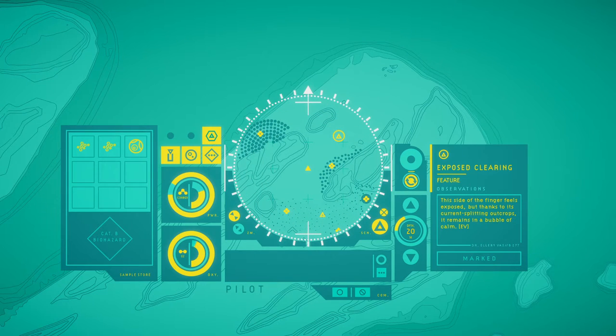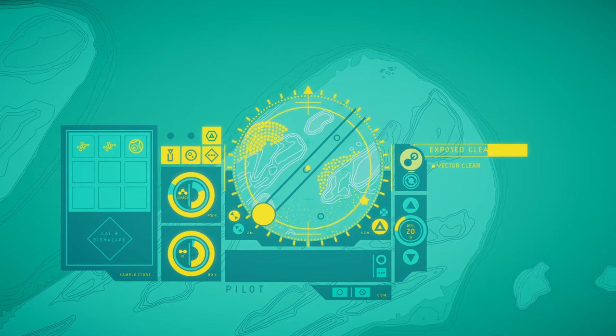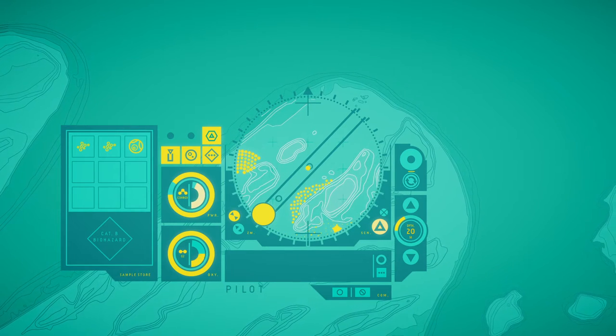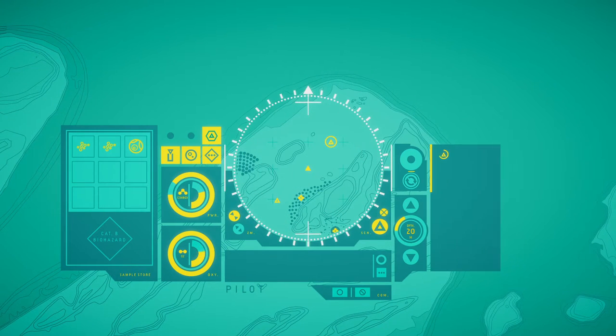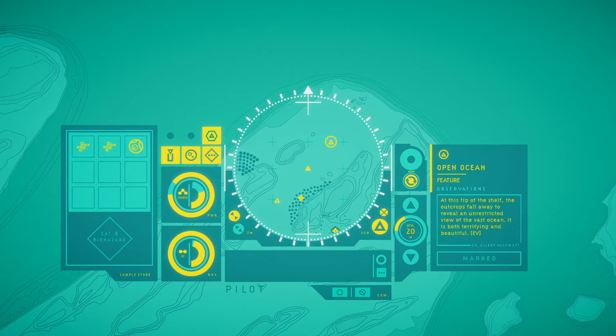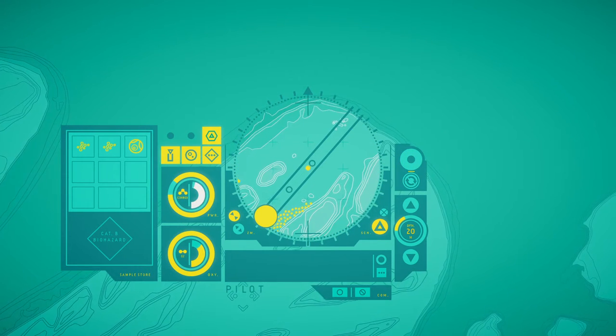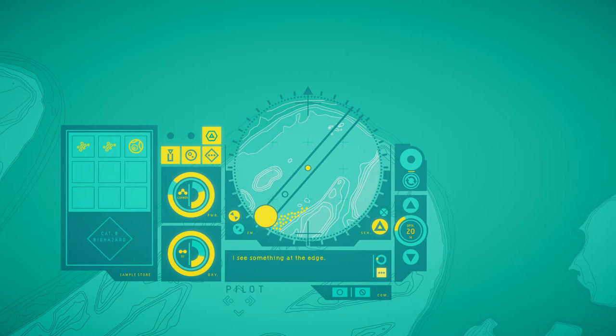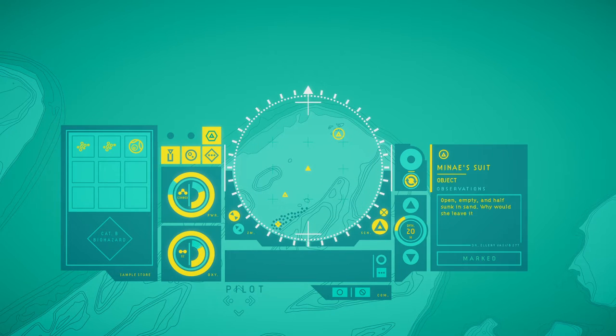This side of the finger feels exposed, but thanks to its current splitting outwards, it remains in a bubble of foam. At this tip of the shelf, the outcrops fall away to reveal an unrestricted view. The vast ocean. It is both terrifying and beautiful. I see something at the edge. Is that the suit? Open, empty, and half sunk in sand. Why would she leave it here? And more importantly, where did she go?